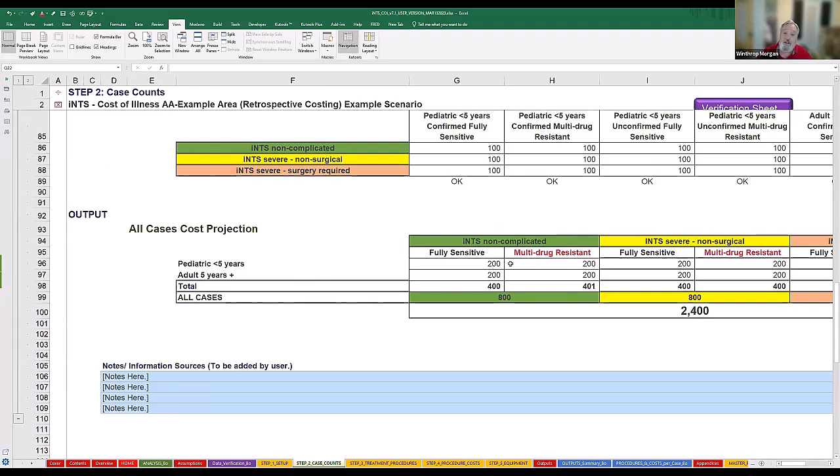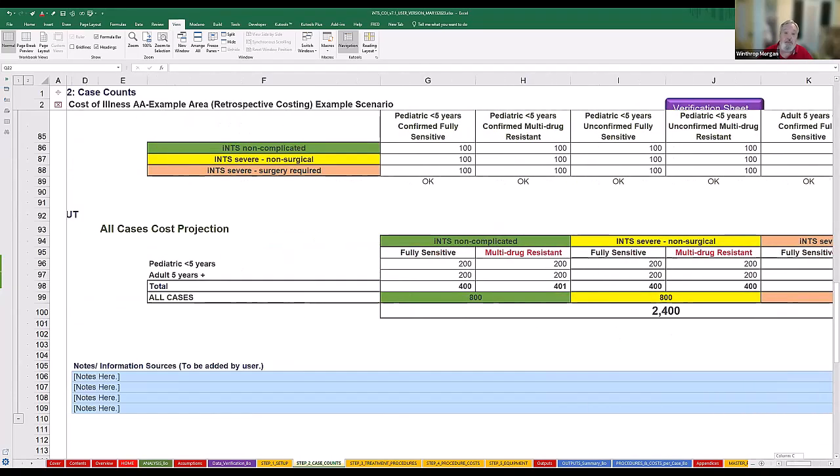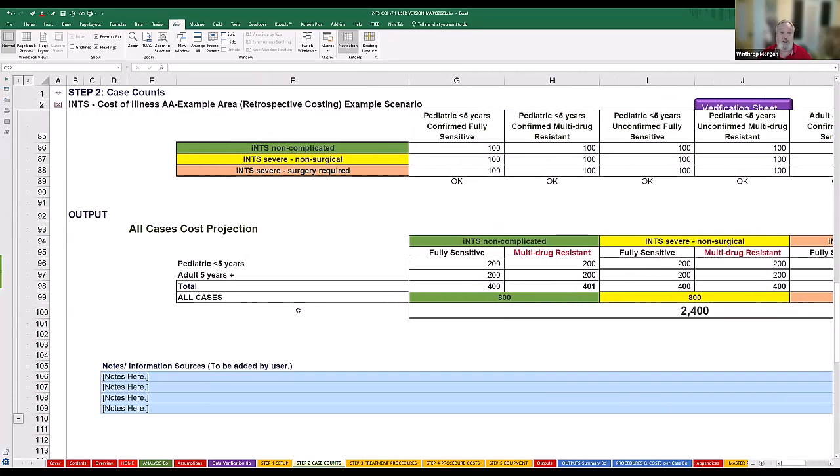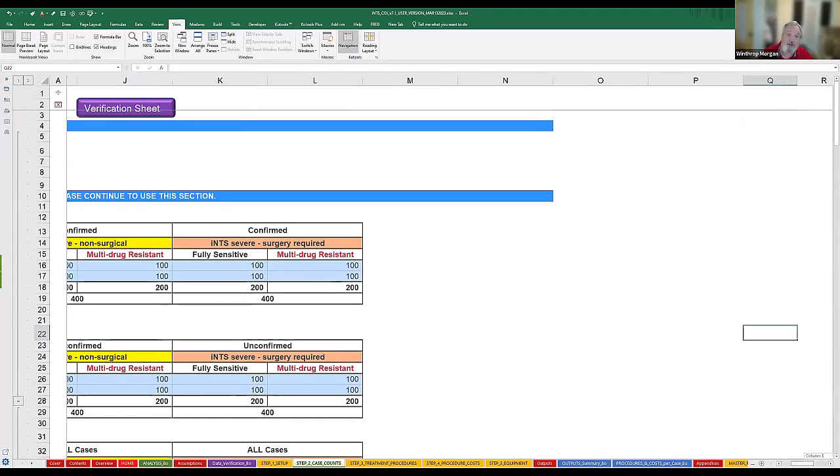And so basically what this is doing here is you're projecting the number of cases you're going to have, rather than saying that these cases already happened. But at this point, we're really working on a retrospective costing.